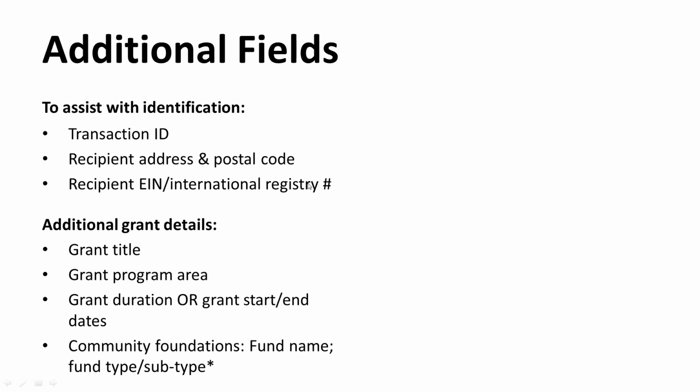You can also share additional grant details like the grant title, the grant program area, the duration, or the grant start and end dates, and then we'll calculate the duration for you. And then if you're a community foundation, we also recommend providing the fund name or the fund type or subtype.